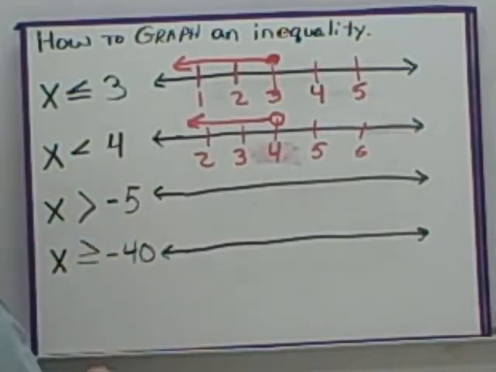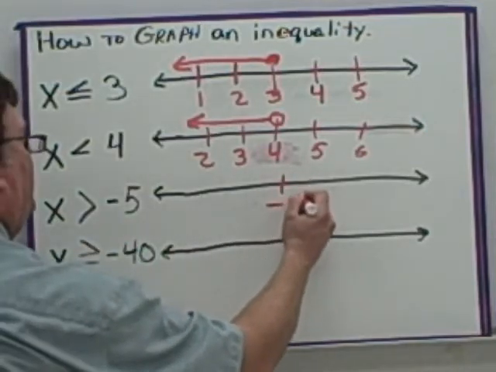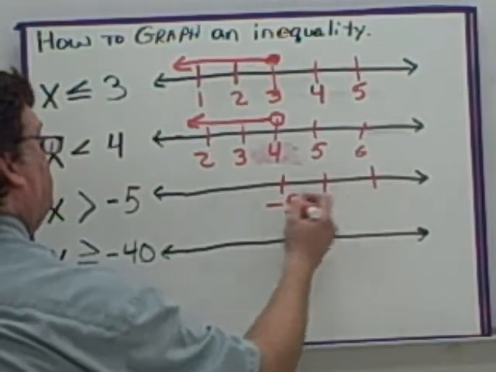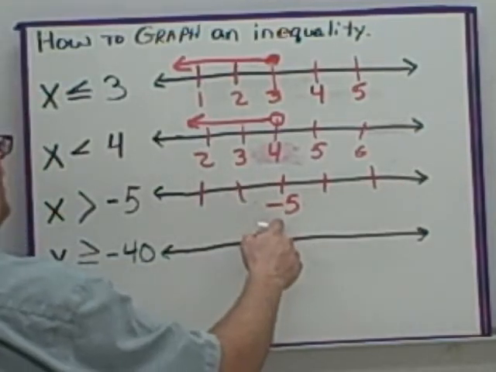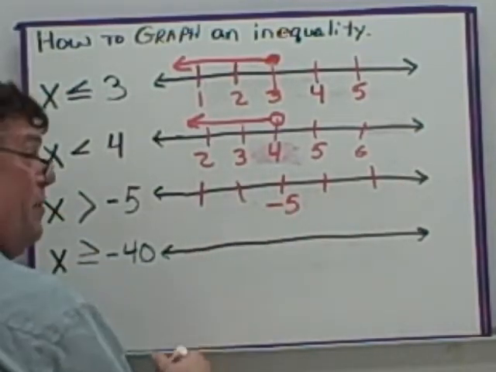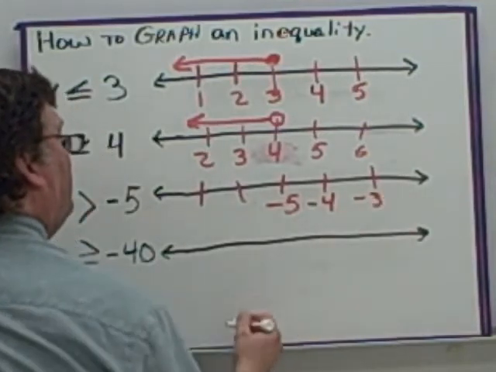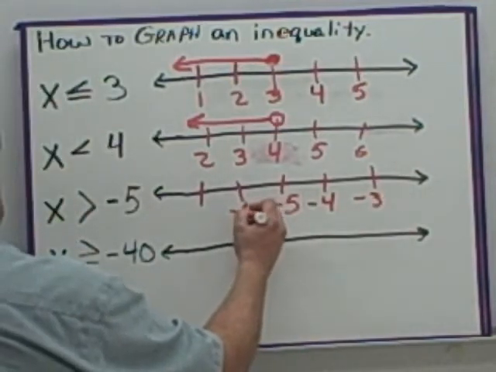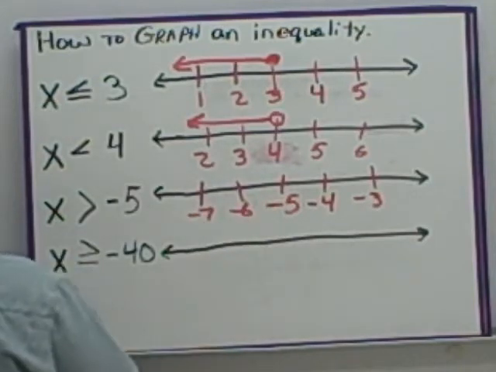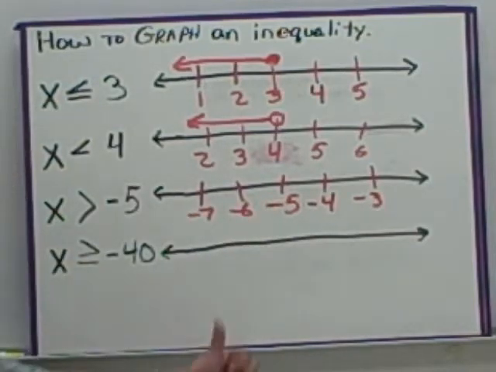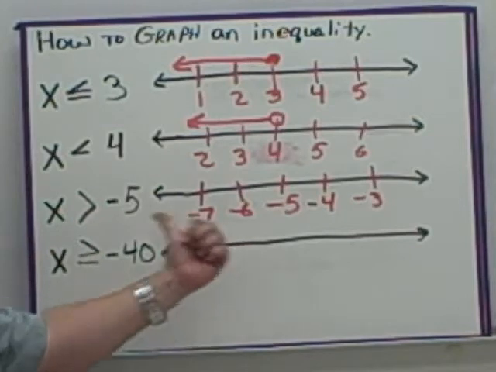x is greater than negative 5. So we put a spot here in the middle, negative 5. Now remember, when you're in the negatives, going in that direction, you're actually going to be counting down, negative 4, negative 3. And then in this direction, you get negative 6, negative 7. Because the larger the negative value, the less it's worth.